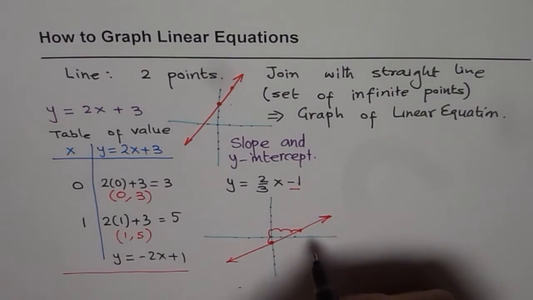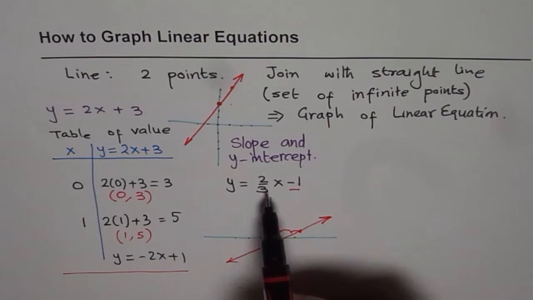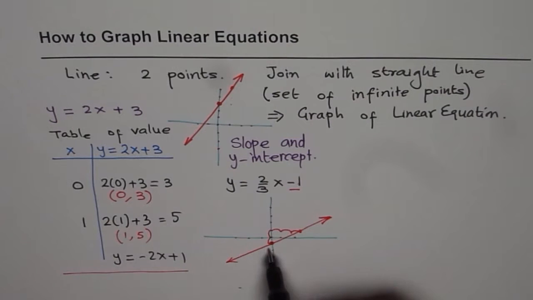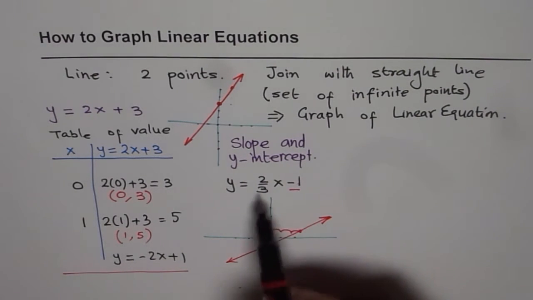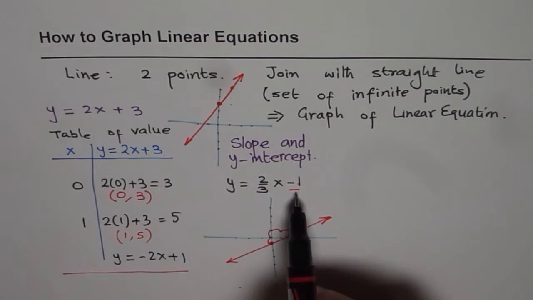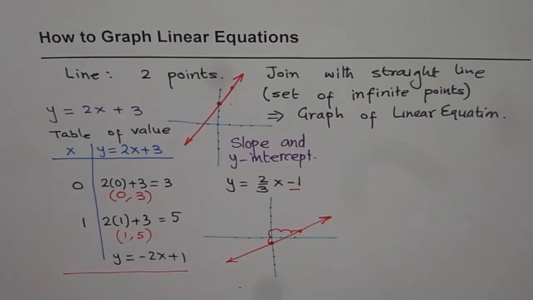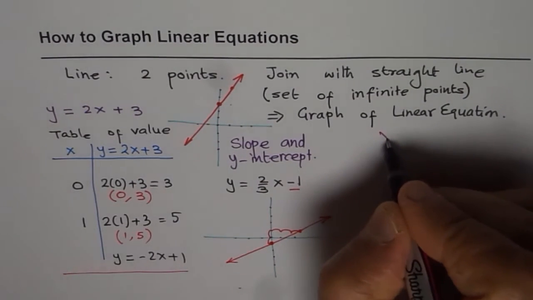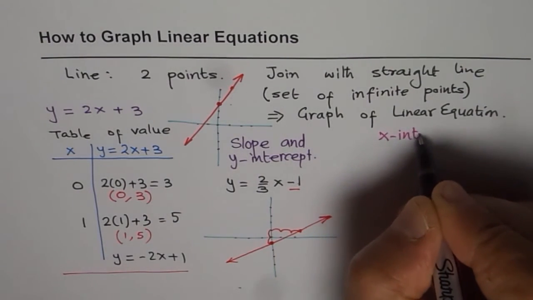So we can get our equation represented on a graph with the help of these 2 values, which you can straight away read from slope and intercept form. Correct? Now the third method, which we will discuss in greater detail later, is using x-intercept and y-intercept.